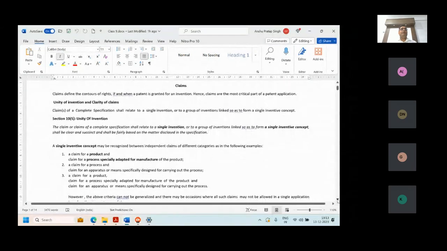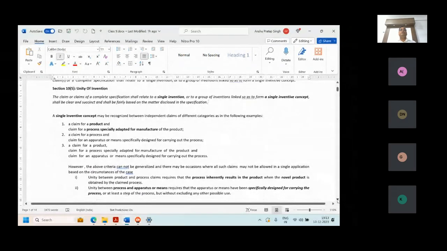Now comes single inventive concept. How to define it? What are the relationships? How can a group of inventions be linked? How will I consider them as a single entity? The simple thing is, suppose you are claiming a product. At the same time, you are also claiming a process specifically adapted to manufacture that particular product. Then this is a single inventive concept.